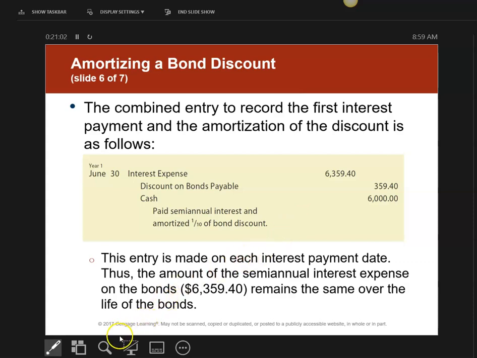Okay, so this concludes bond discount and how to calculate for interest payments. Next, we're going to look at bond premiums.